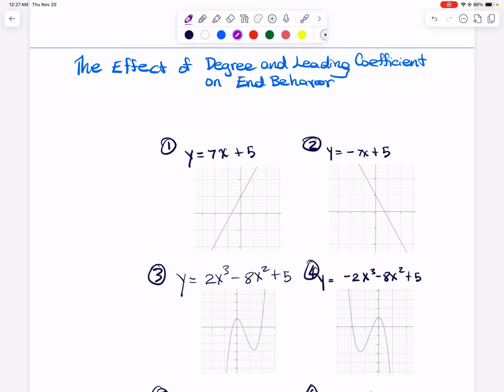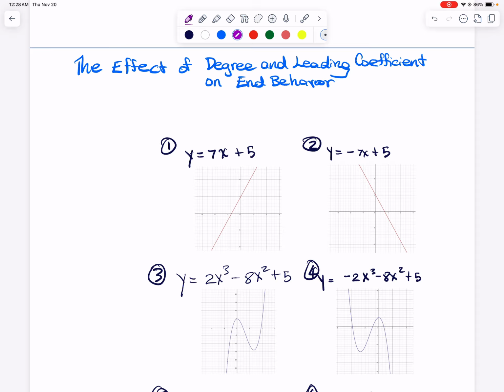Hi, in this video, we're going to be looking at the effect of a function's degree and its leading coefficient on the end behavior of that function. So I just mentioned a bunch of vocabulary words that you may or may not know. So let's make sure we understand what those mean before we move forward.